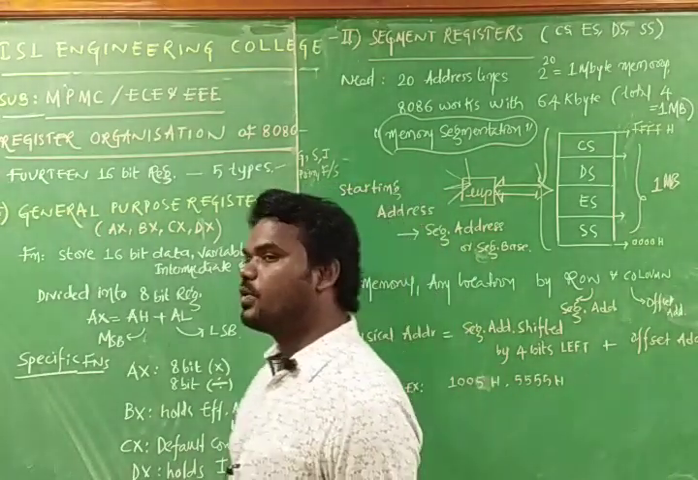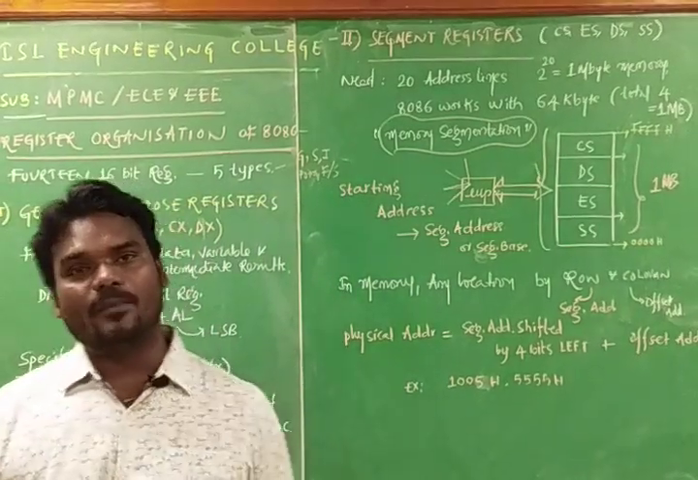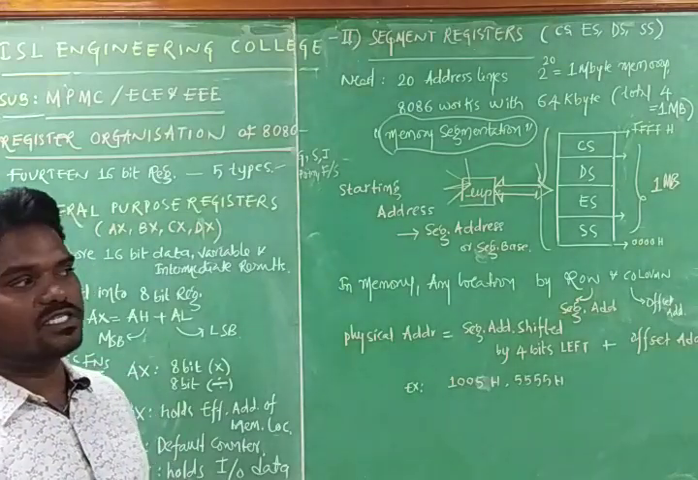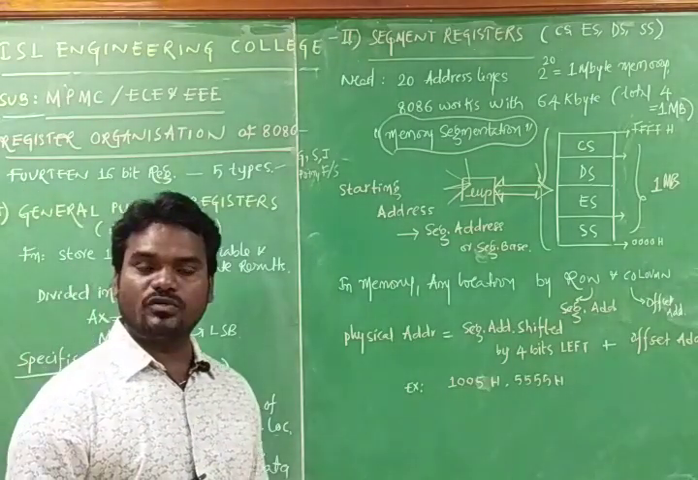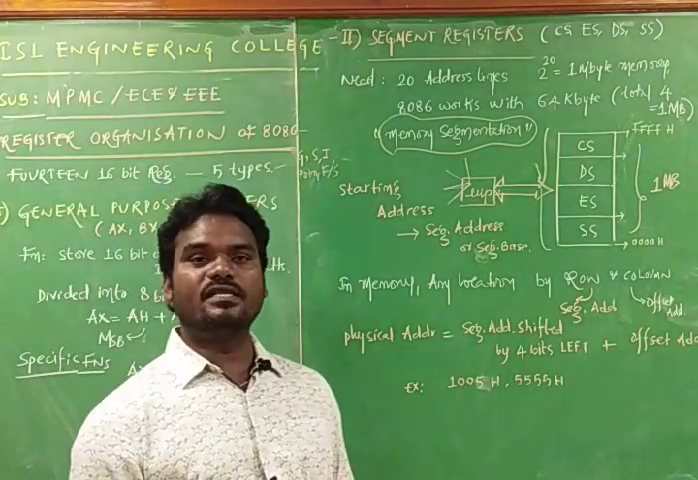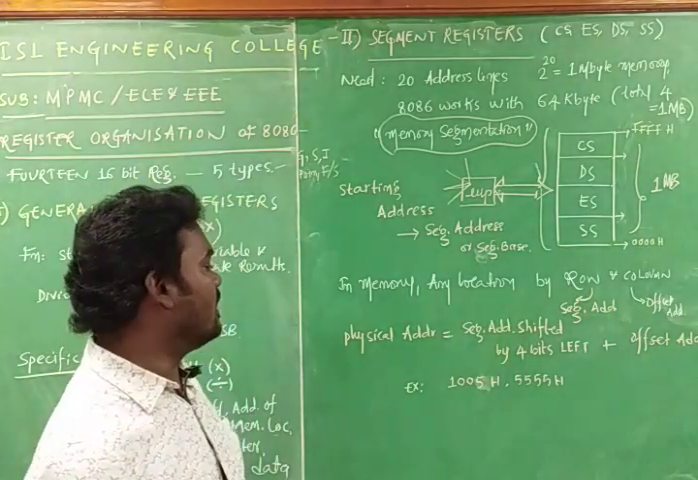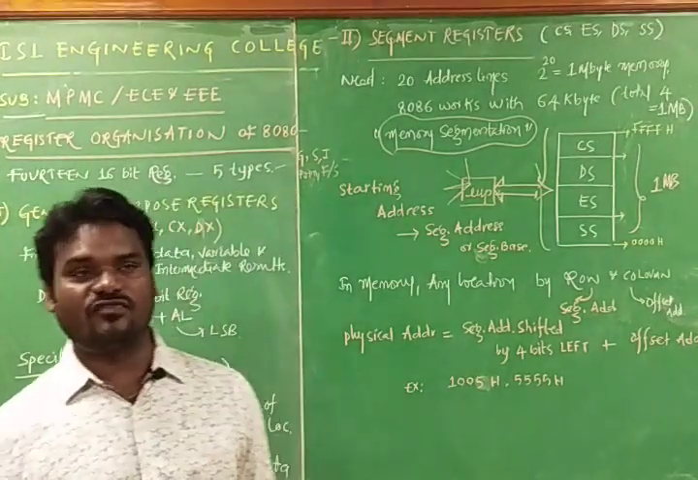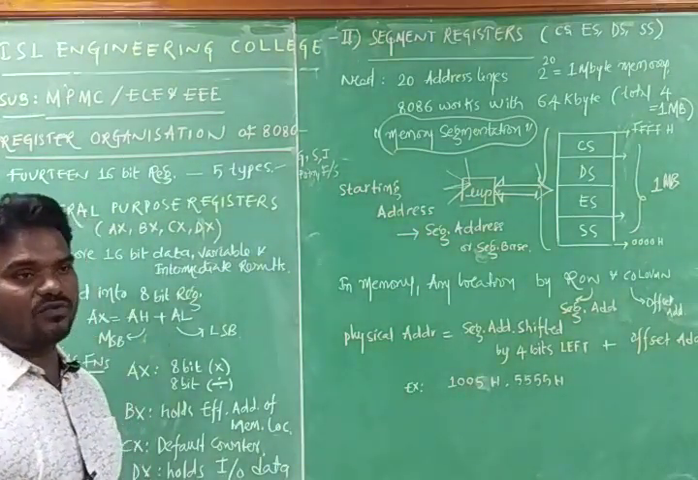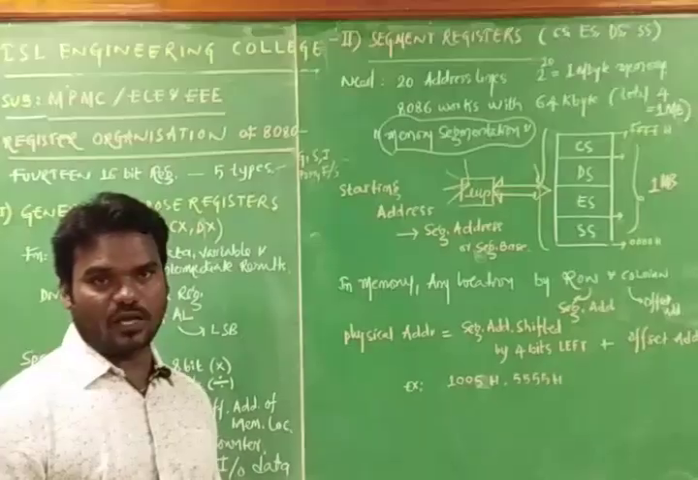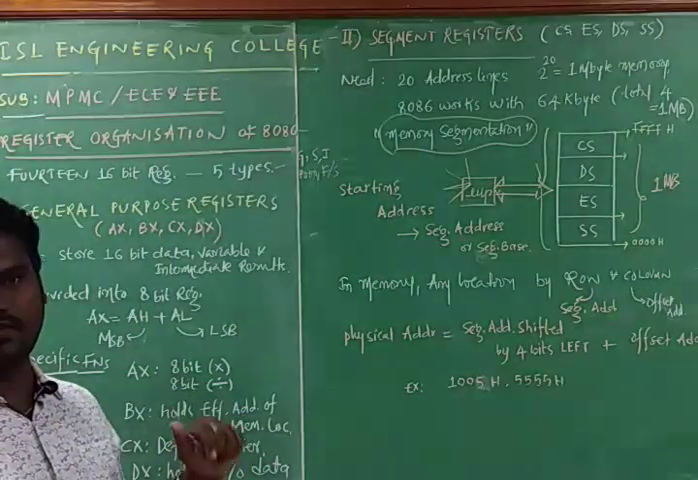In this class, I am going to explain 3 topics. First is a description of the general purpose registers. After that, I am going to explain the segment registers. By using the segment registers, we can calculate the physical address of a memory location of the memory which is interfaced externally to the 8086 microprocessor.